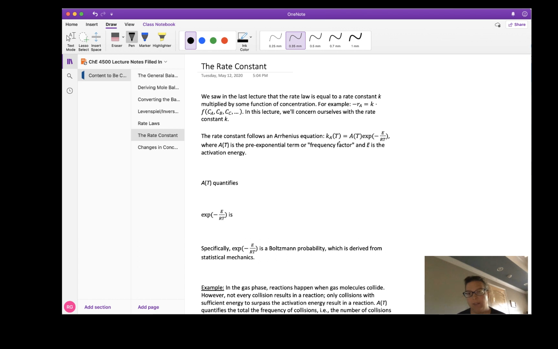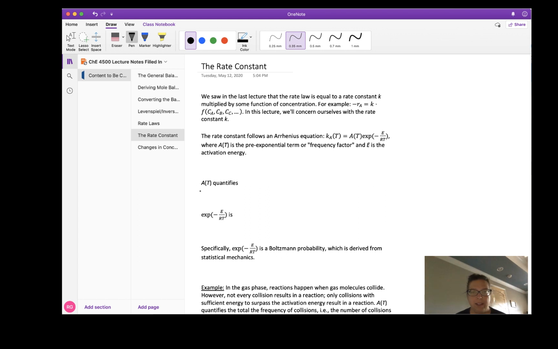So K of T is equal to A of T times an exponential term. A of T is called the pre-exponential term, or sometimes it's called the frequency factor. And E is the activation energy. So together, these quantities determine or help to determine the rate at which a chemical reaction happens.